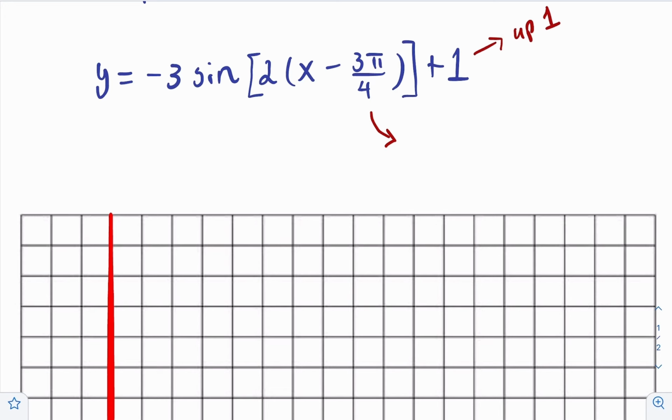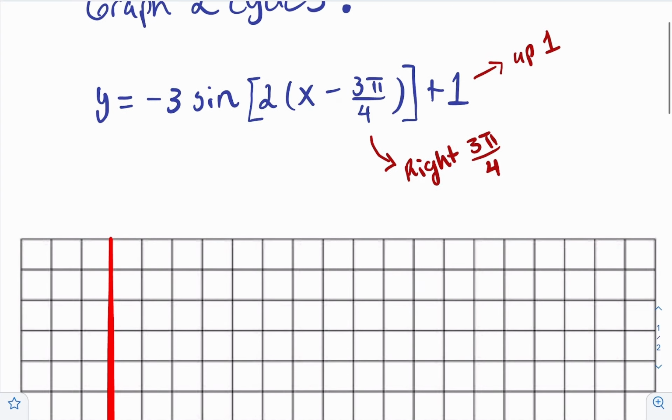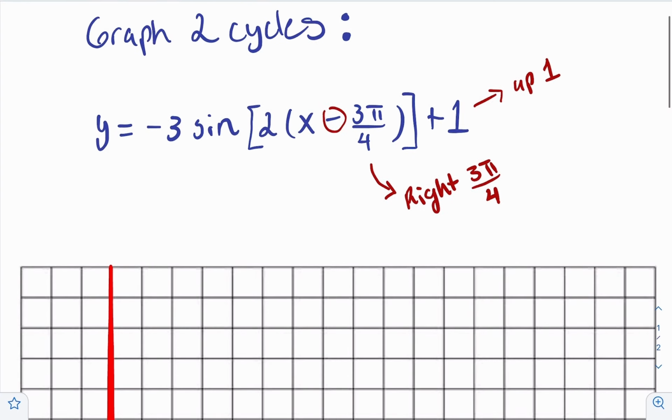So this would be going right 3 pi divided by 4. Okay? This is only because it's negative right here. If it was positive, then it would be left. If it's positive, it's left. And since this is negative, it would be right.